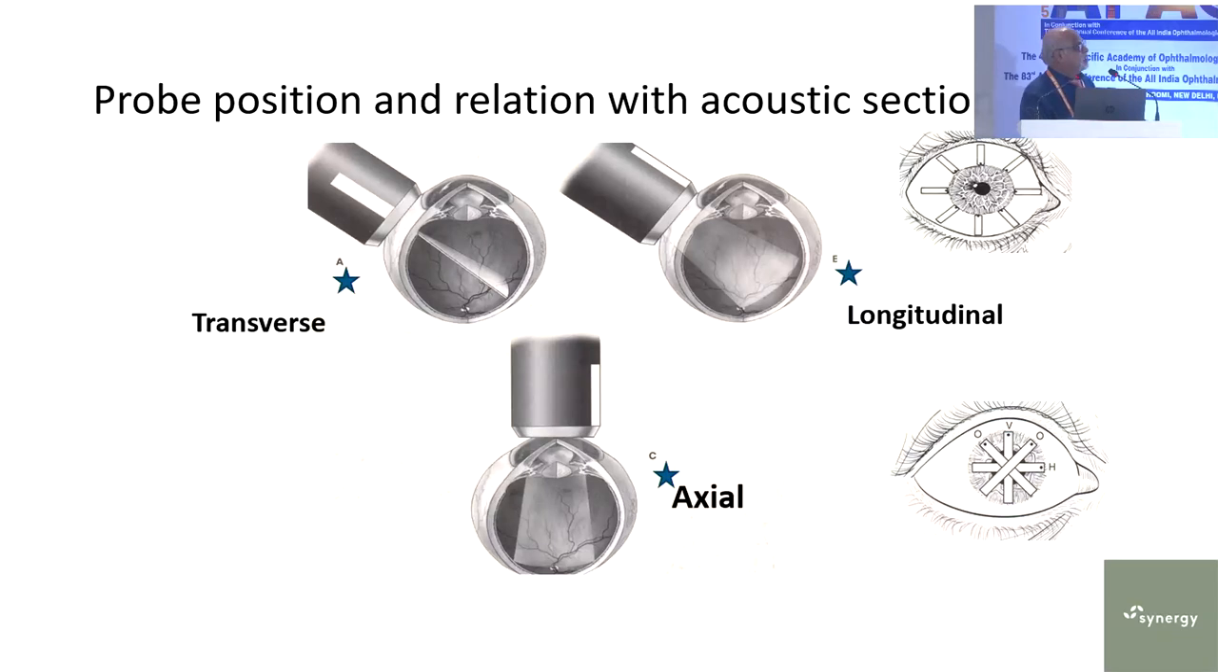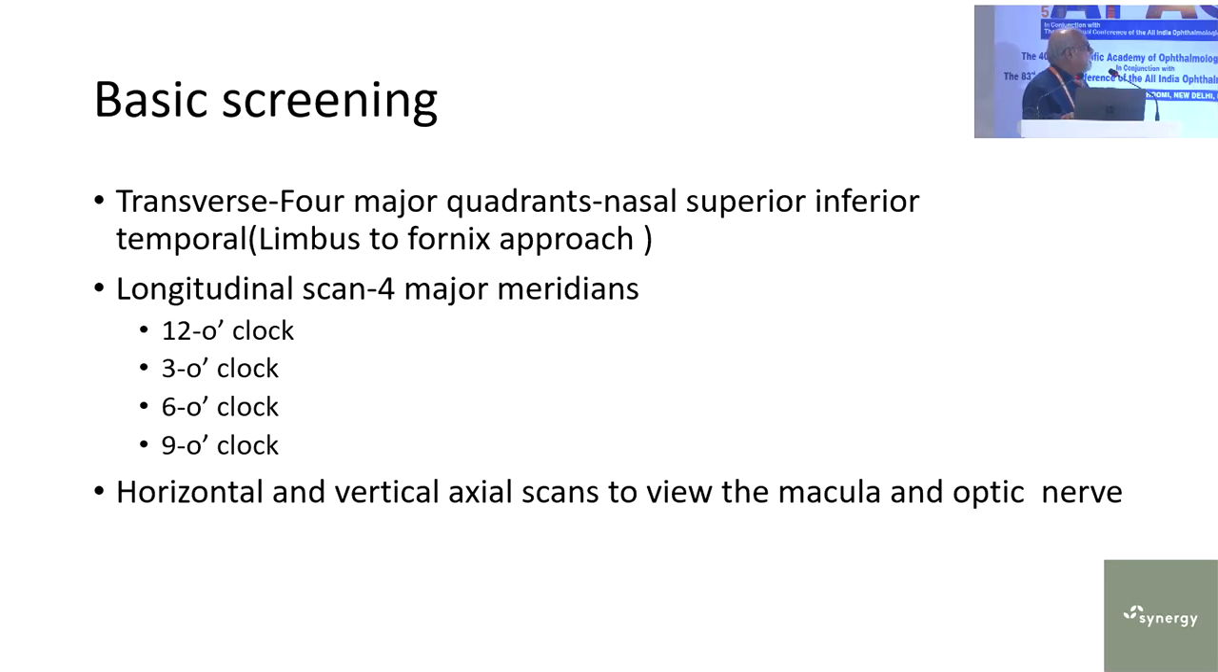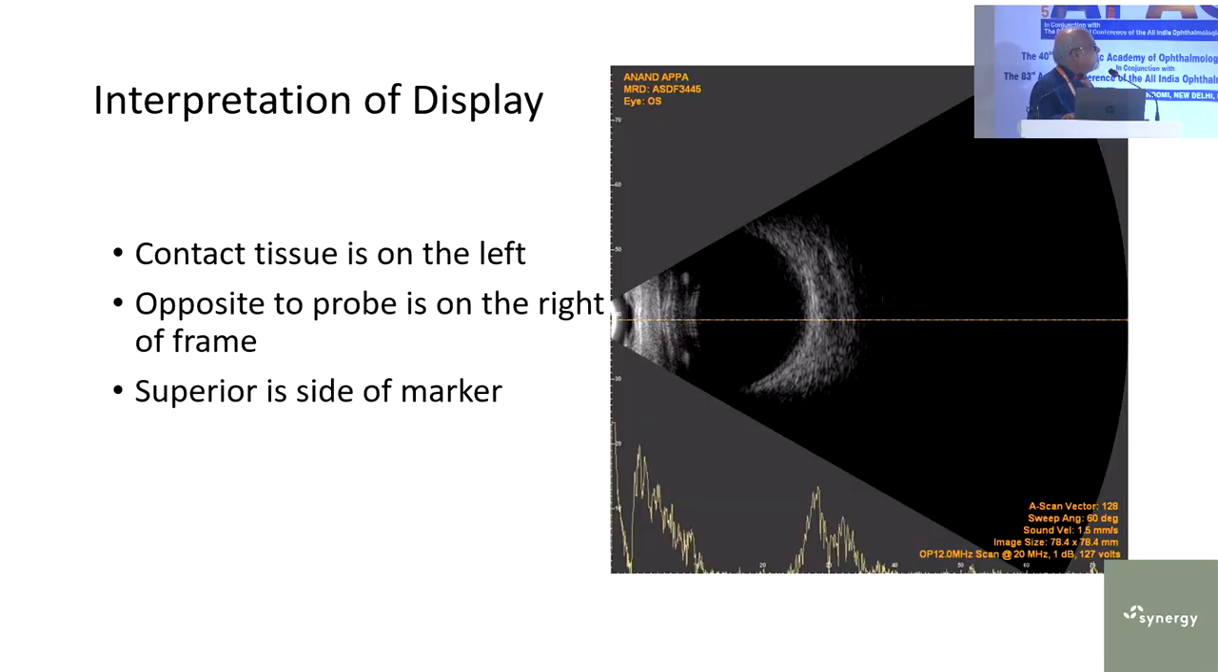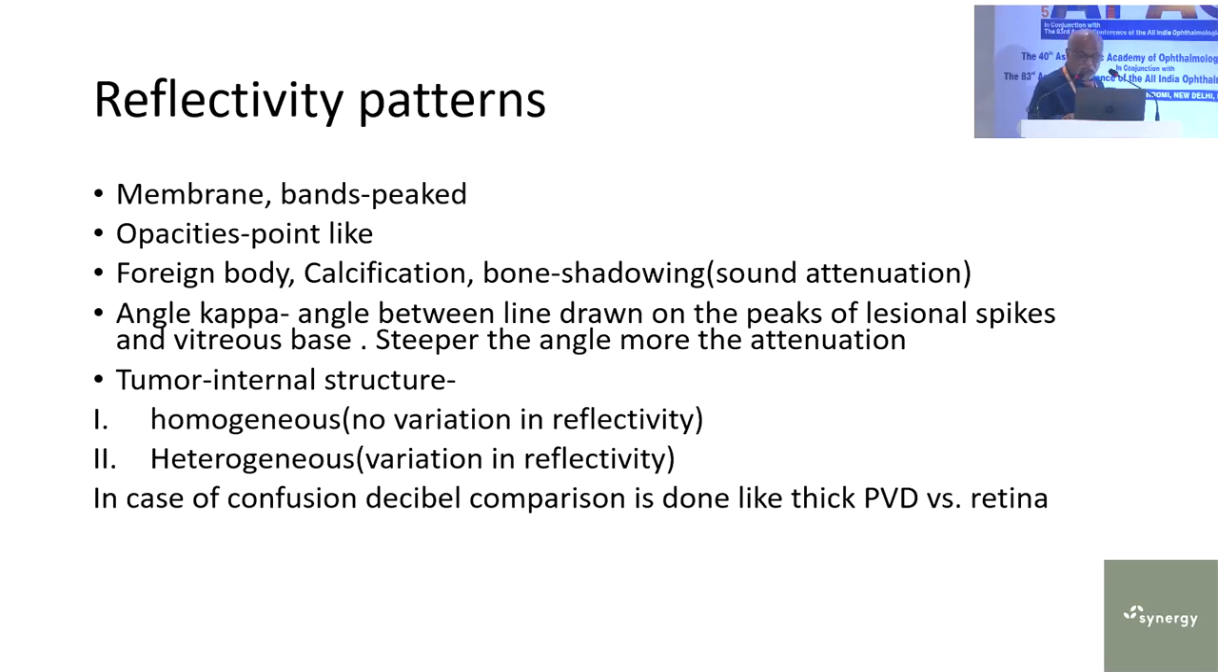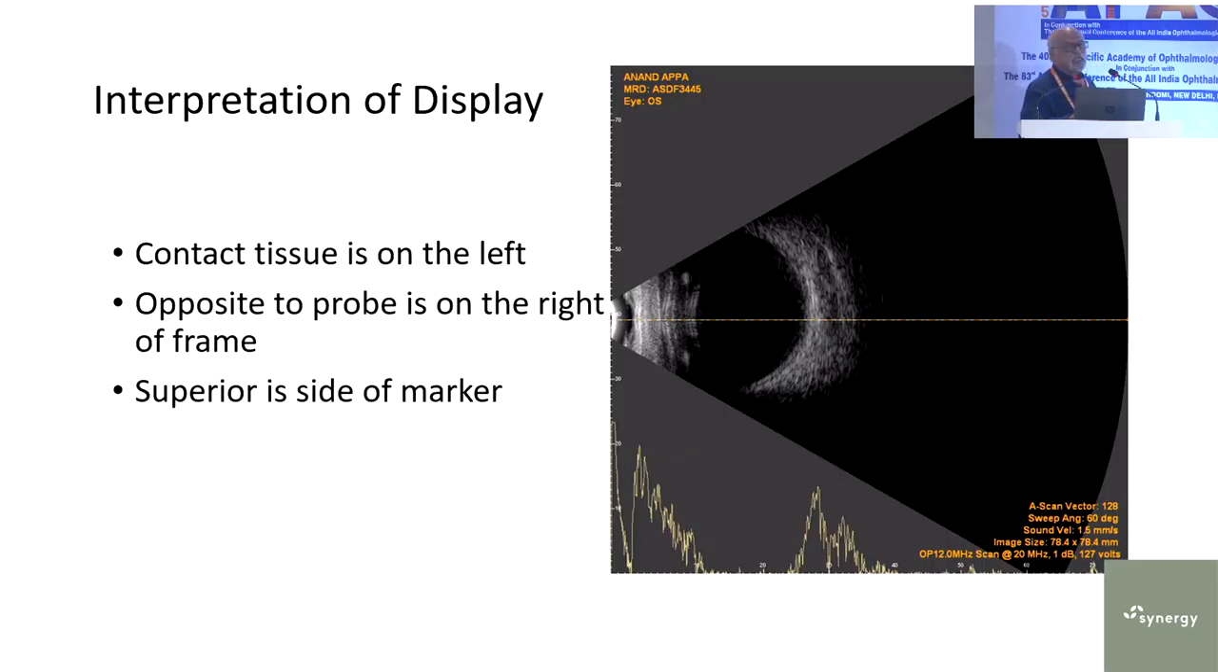And similarly in the longitudinal, the meridian which you are going to see, again it is from posterior to anterior, but the probe is going from anterior to posterior. And axial is basically on the cornea, either horizontal or vertical, when we are studying the macula and the disc. Then these are the basic screening techniques. When you start using them, you will come to know. The only important thing is that you must see 4 quadrants and 4 meridians in all the cases, and for axial scan, a horizontal and a vertical. And the only thing to remember here is that the marker will represent the superior on the screen.